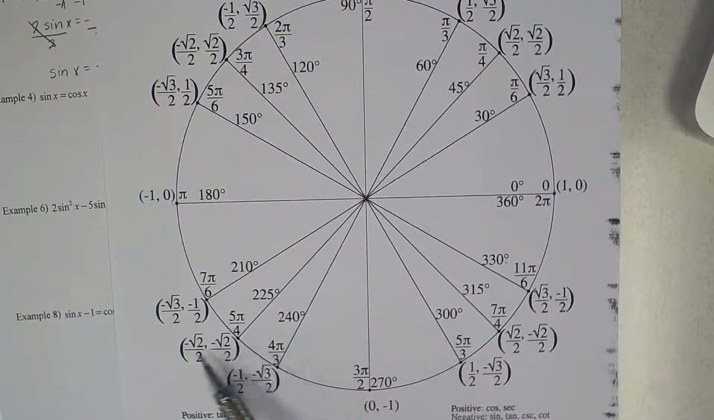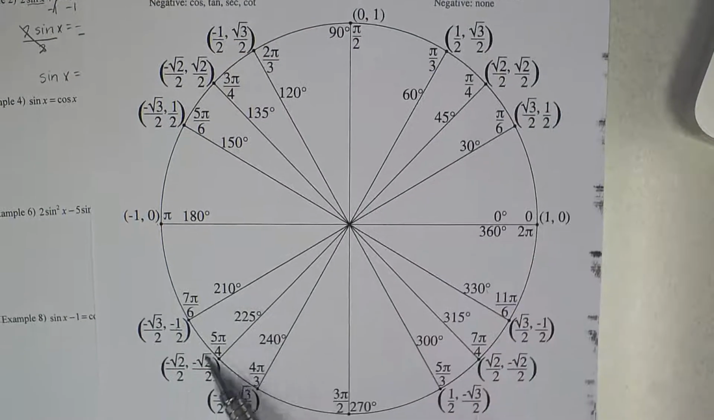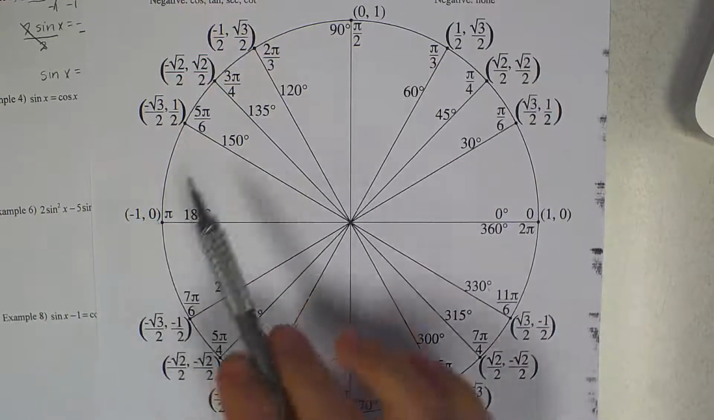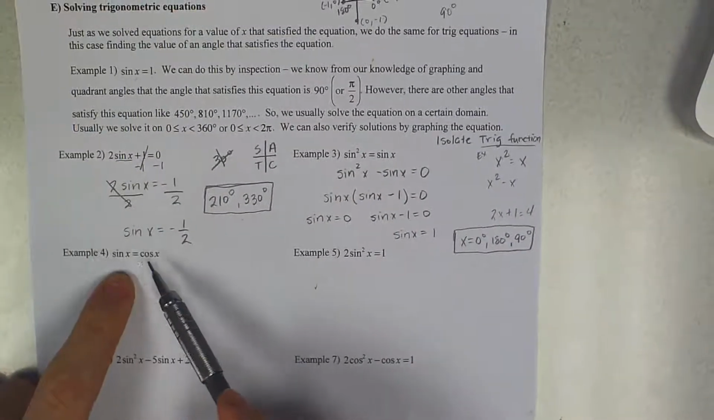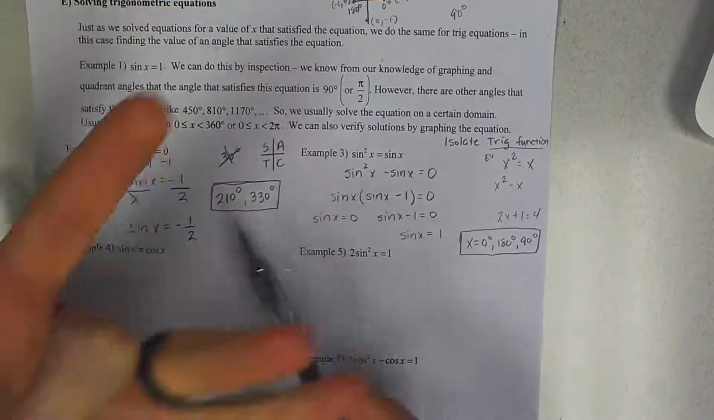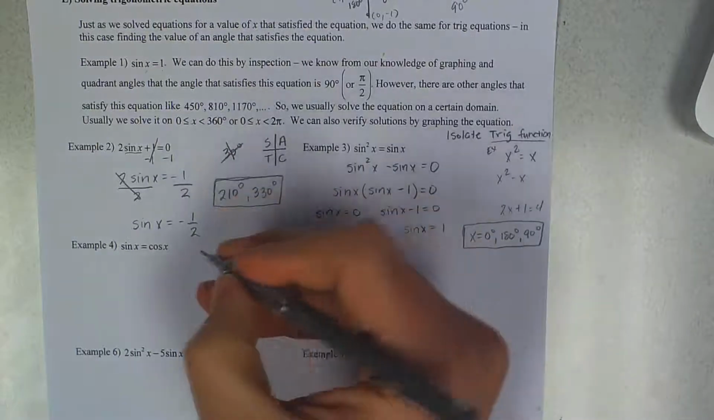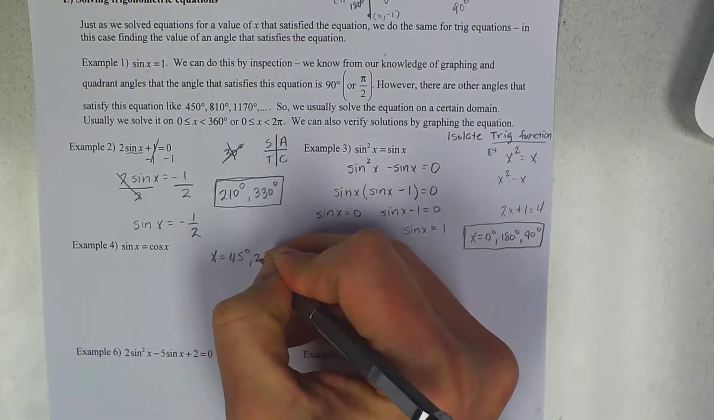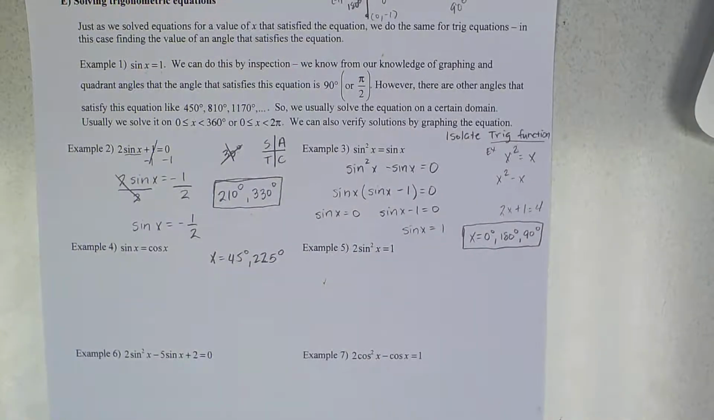Thinking about this, look, right here at 45, the x and the y are the same. And down here at 225, the x and the y are the same. Nowhere else are the x and the y the same. So I automatically know that x can be 45 on both sides, and that's going to be equal. So sine of 45 and cosine of 45 are the same thing. So I automatically know that x is going to be 45 degrees and 225 degrees.